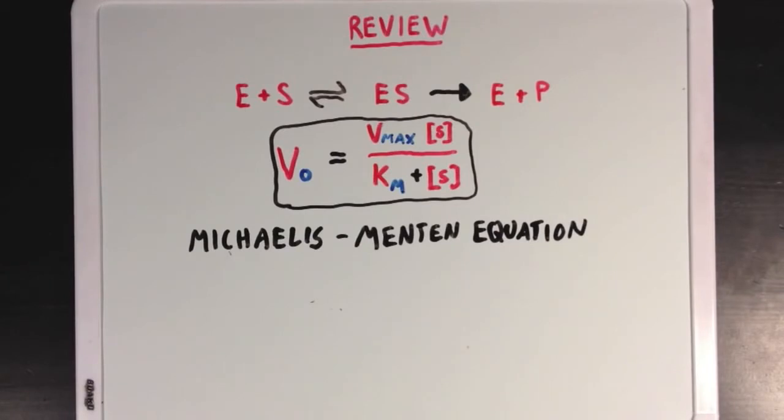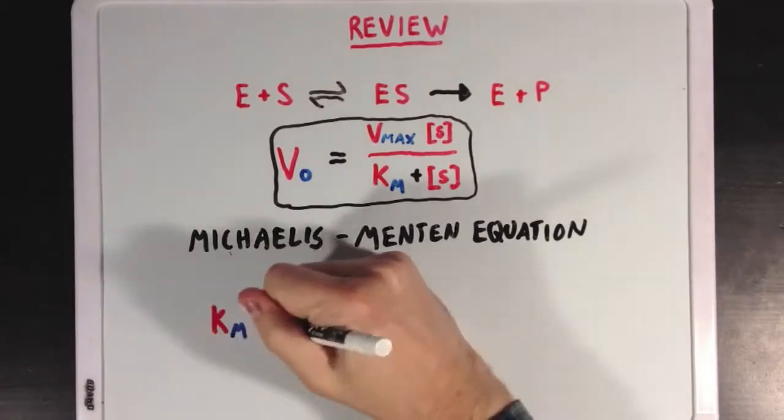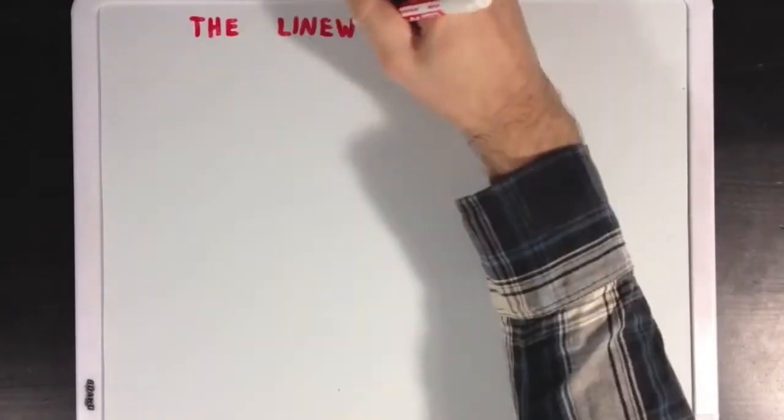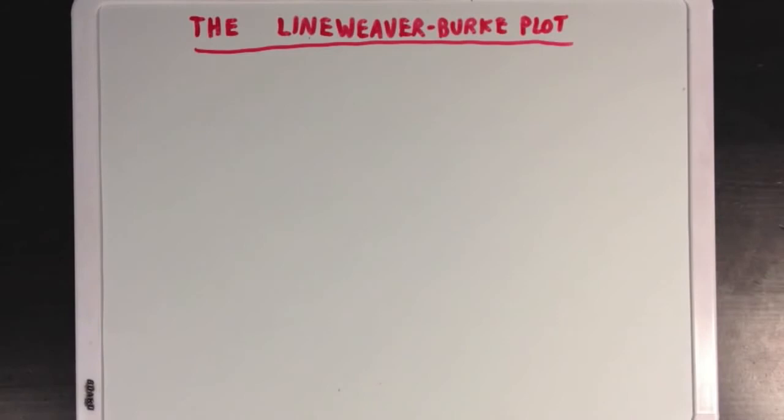kinetically. Also remember that within that equation we have the Km, or Michaelis constant, which is defined as the substrate concentration where the speed of product formation is at 1/2 of its max value. So the first thing that I'm going to talk about is something called a Lineweaver-Burk plot, and how it allows us to look at the Michaelis-Menten equation in a different way.